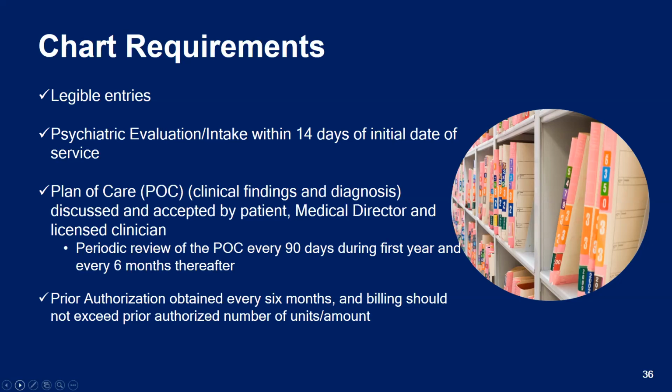Each patient chart should contain psychiatric evaluation and intake form completed within 14 days of initial date of service. It should also include plan of care, which was discussed, accepted, and signed by the patient, medical director, and licensed clinician. Plan of care should be reviewed and updated every 90 days during the first year and every 6 months thereafter. Prior authorization should also be part of the patient chart, and it is important to remember that new prior authorization should be obtained every 6 months, and billing should not exceed prior authorized number of units.